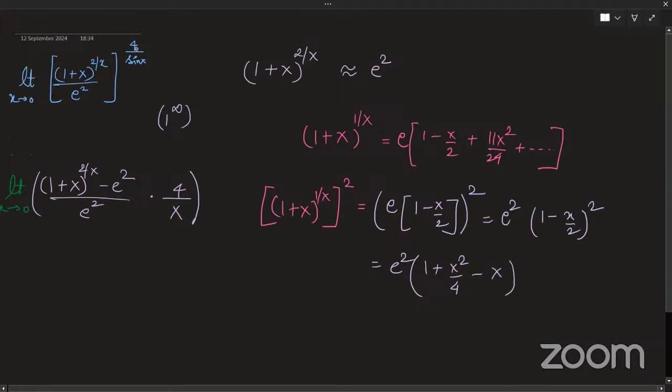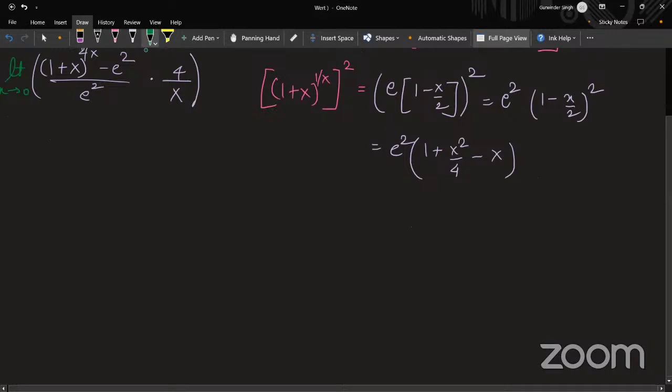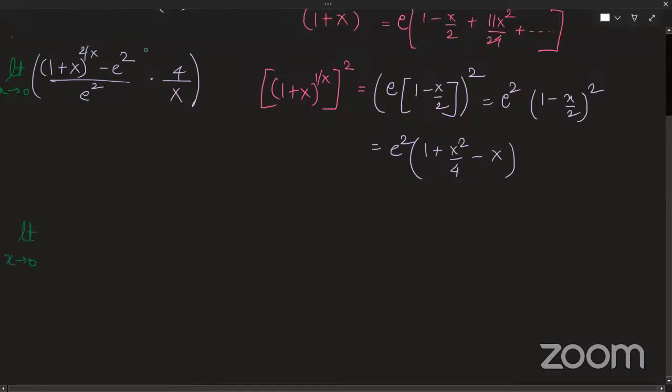Yes, sir. Right? So I will just substitute this thing over here in my series. So I've got limit x tends to 0. In place of (1 plus x) raised to 2 by x, I will just put this thing. So I've got (e square plus e square x square by 4 minus e square x minus e square) whole divided by e square into 4 by x.